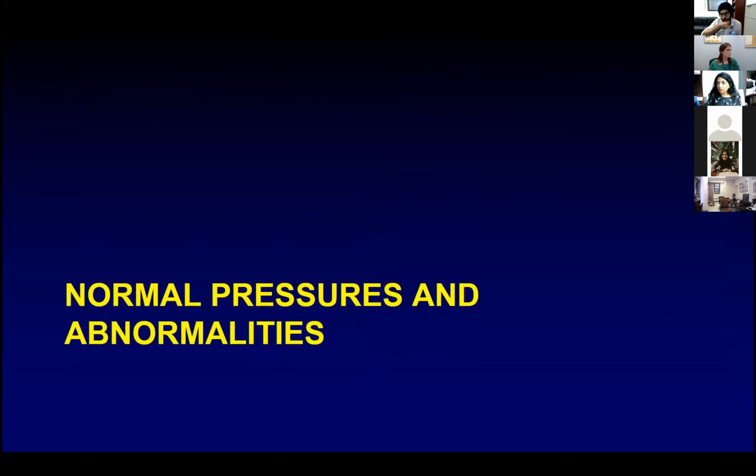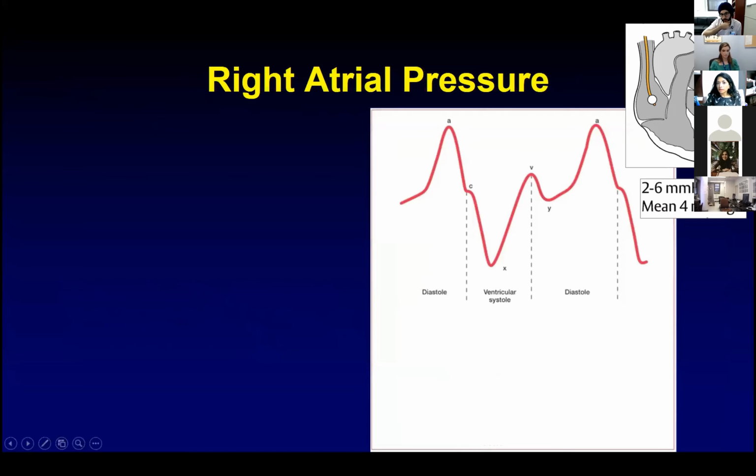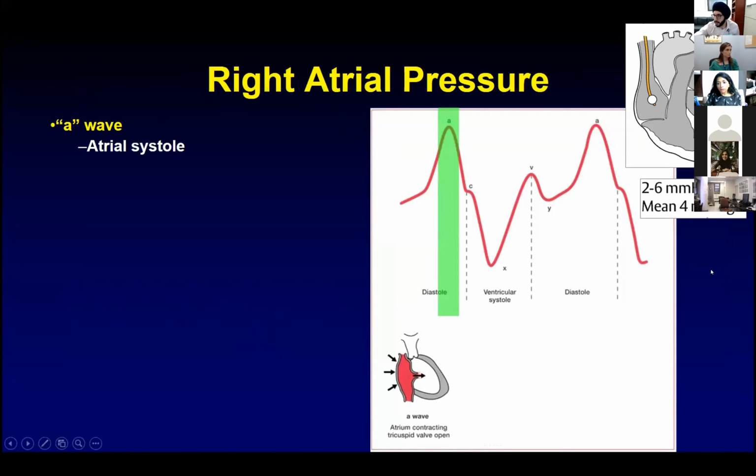So coming to normal pressures and abnormalities in pressure readings, first we'll start with the right atrial pressure. The right atrial waveform has 5 components. The first is the A wave. The A wave represents the atrium contracting with the tricuspid valve open. So this follows the P wave on your EKG. The C wave, that's in the down slope over here, represents the closure of the tricuspid valve. So there's a little bulge into the atrium, and that is represented as a slight increase in the pressure.